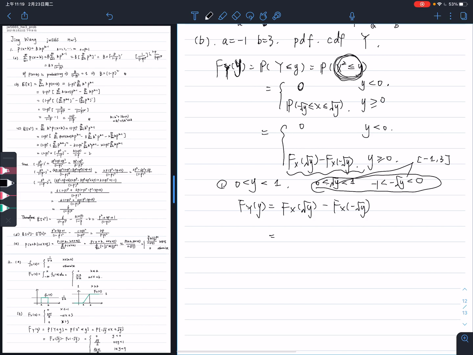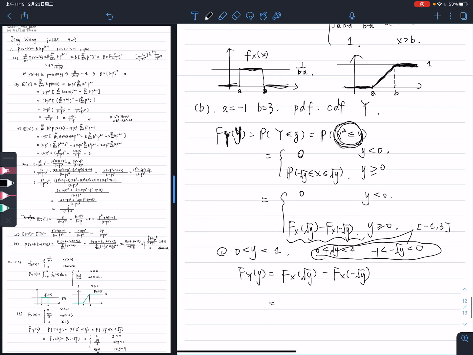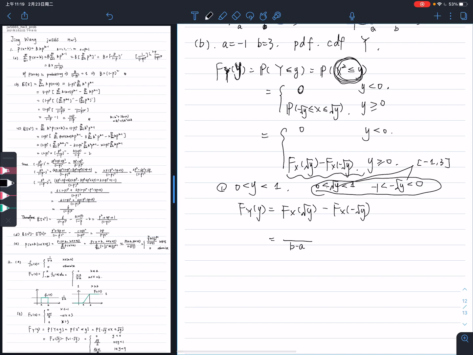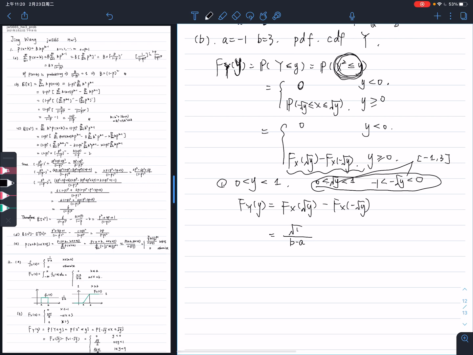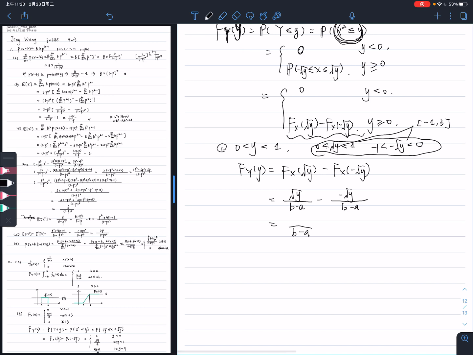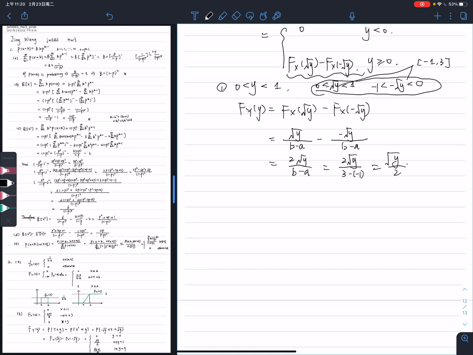So the CDF should be the square root of y minus a, over b minus a, minus the negative square root of y minus a, over b minus a. So it should be 2 times the square root of y over b minus a. b minus a is 3 minus negative 1, which is 4, so it is one half of the square root of y. So this is the CDF in this interval. Now, when y is larger than 1 and smaller than 9.